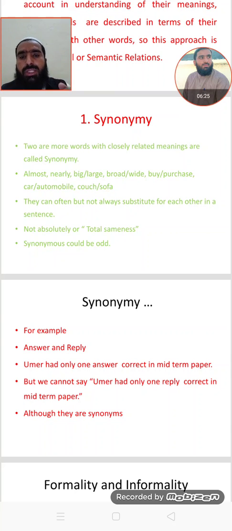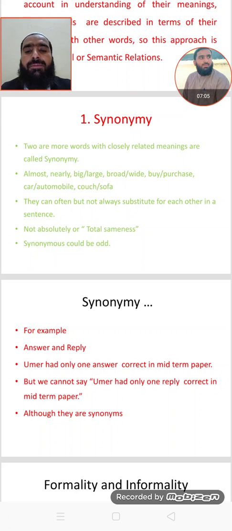When there is a close relation in the meanings of words, this relation will be known as synonym relation or synonymous relation. For example, almost, nearly, these two are closely related. Big and large, again there is a synonymous relation. Broad and wide, again there is a relation. Buy and purchase, car, automobile, coach, sofa, so there is a relation in these words' meanings. That's why these words are called synonyms of one another.